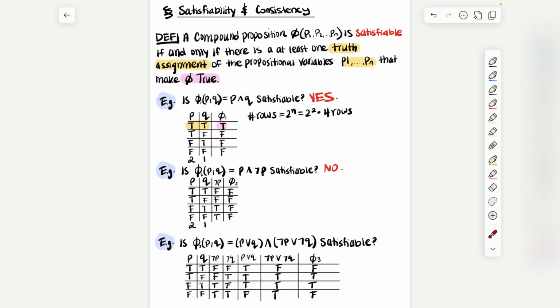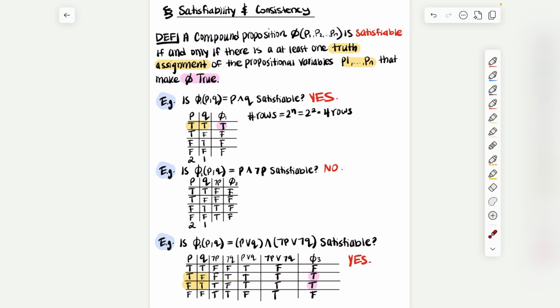Now, can you say that this compound proposition is satisfiable? In other words, you're just looking for when it's true at least once. So you can say, yes, it is satisfiable because you see that it's true here and here. So there is at least one truth assignment of the propositional variables P and Q that makes it true. And those truth assignments are these and these. So P can either be true and Q can be false, or P can be false and Q can be true. But if you're answering this question, is it satisfiable, and you're doing the truth table, you can just stop after you see this one, because you only need one to prove that it's satisfiable, to prove that it's true at least once.